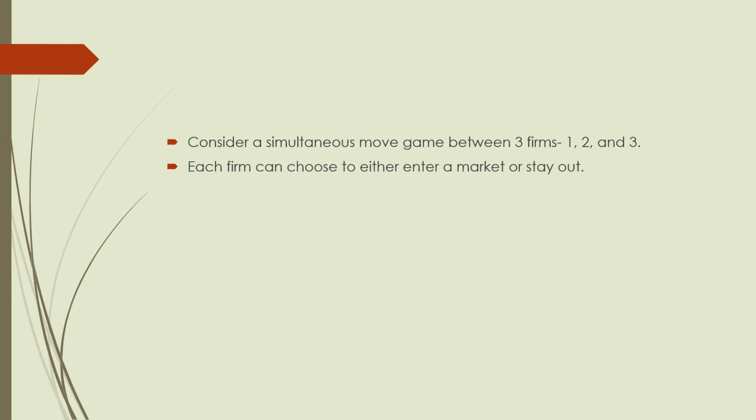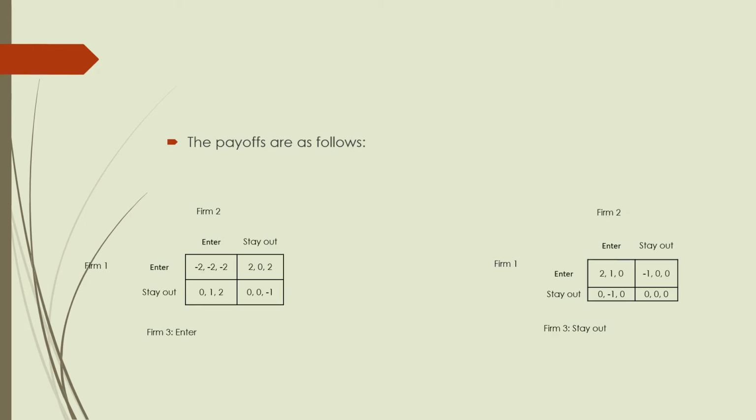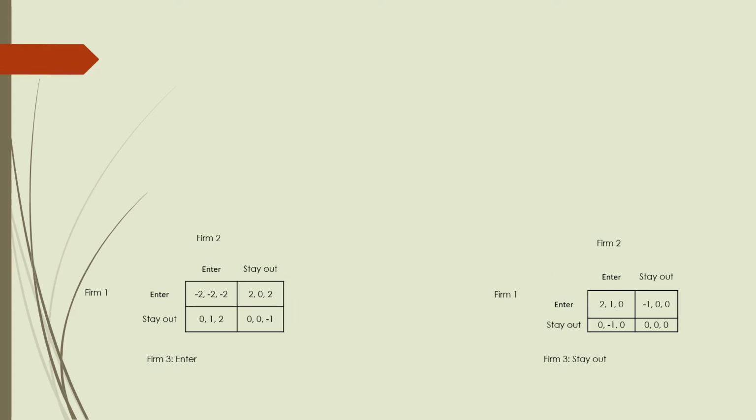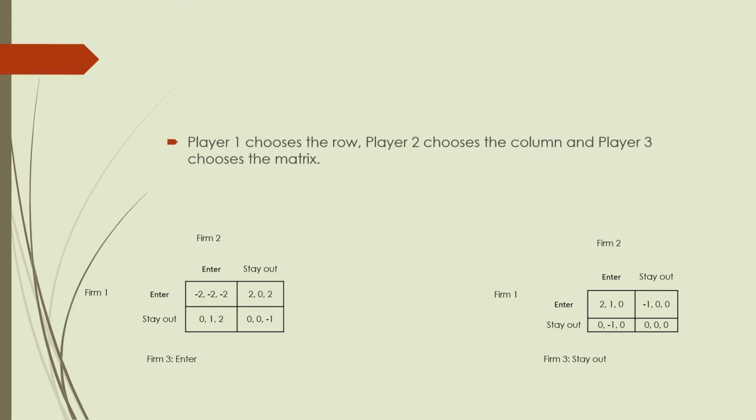Let us consider an example. We consider a simultaneous move game with three forms. Each form decides whether to enter a market or to stay out. The payoffs are represented by the matrices you see. Player 1 chooses the row, player 2 chooses the column, and player 3 chooses the matrix.